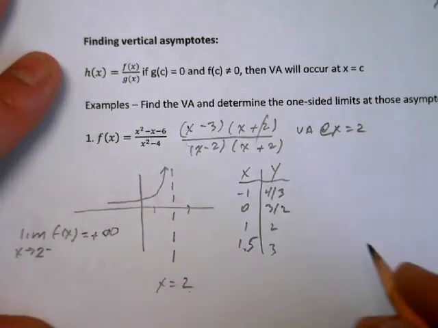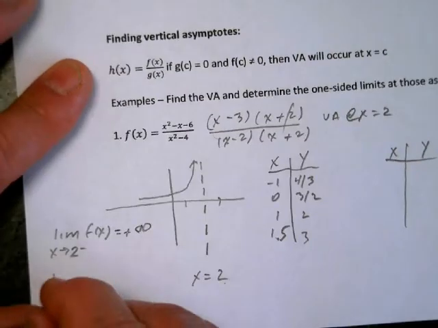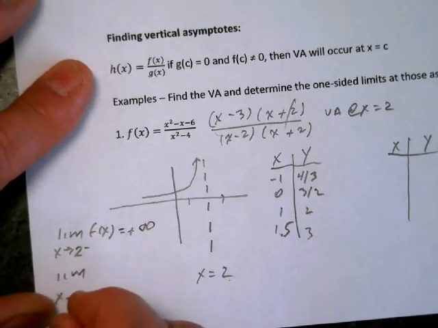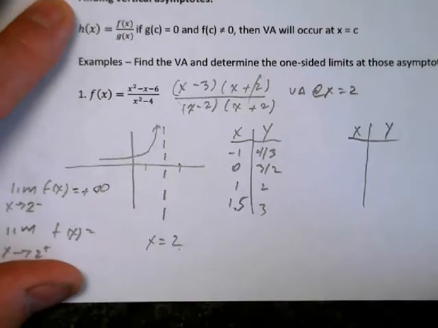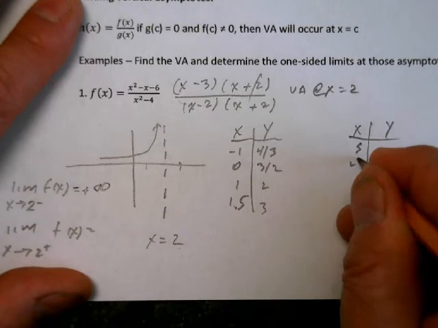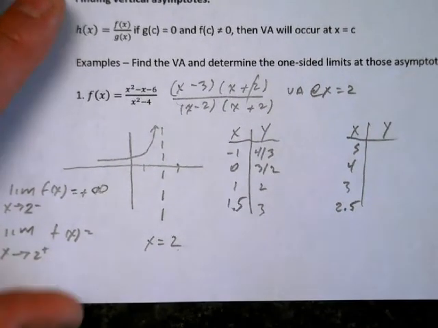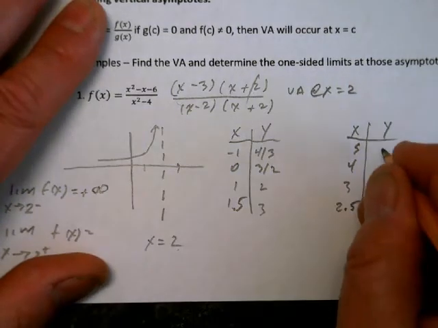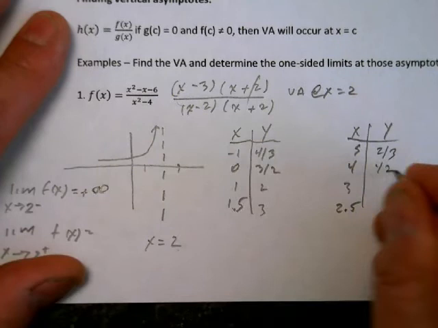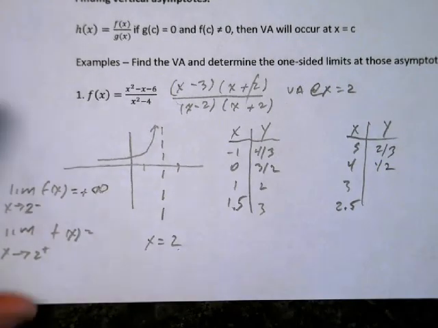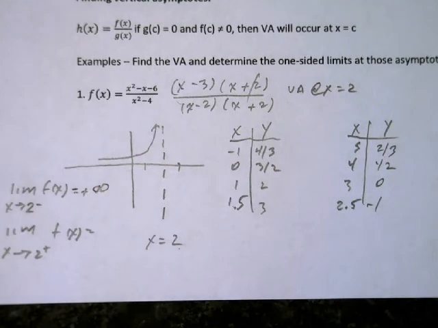Now what we're going to do is take a look at what happens when I approach 2 from the right. Again, we're just going to set up a table to do this. 5, 4, 3, and we use 2.5. If I put in 5, I get 2/3. If I put in 4, I get a half. If I put in 3, I get 0. And if I put in 2.5, I get -1.